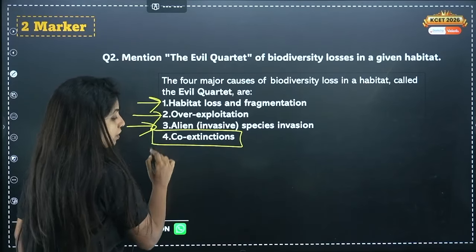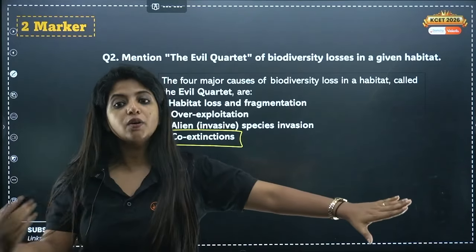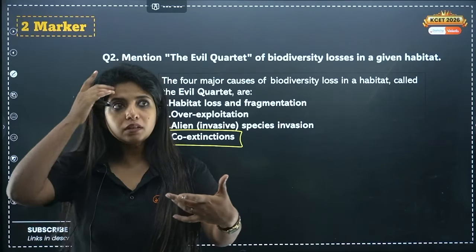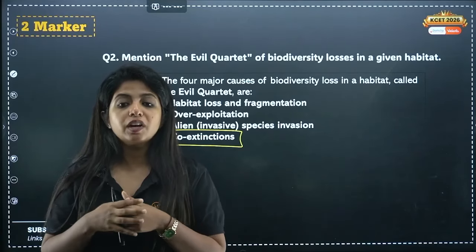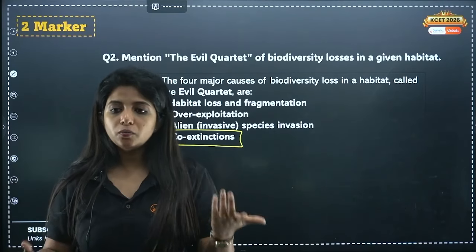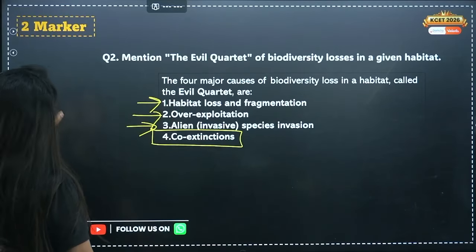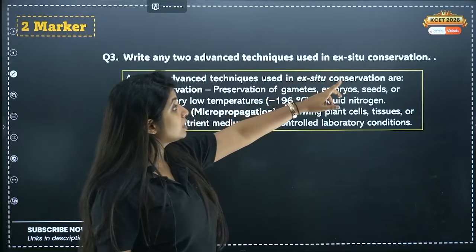Now we have co-extinction. When one organism is dependent on another organism and one gets extinct, the other organism also gets extinct. For example, you have the fig tree and wasp. They have a mutualistic relationship, where both of them survive with the help of each other. If one is lost, the other will automatically be lost. Okay? Yes.